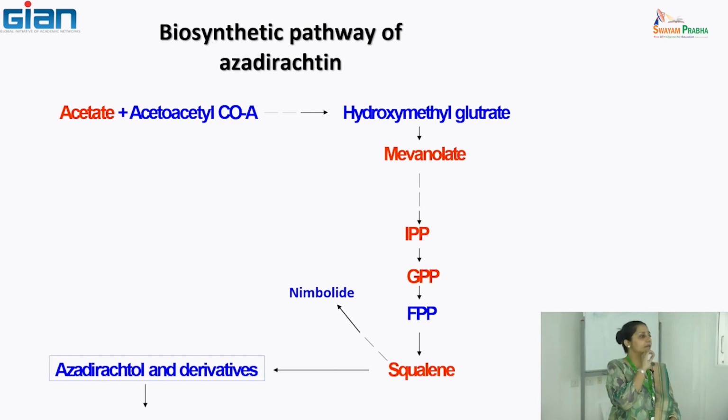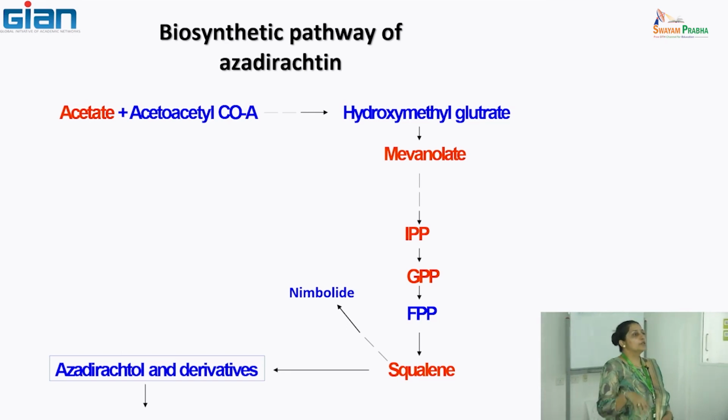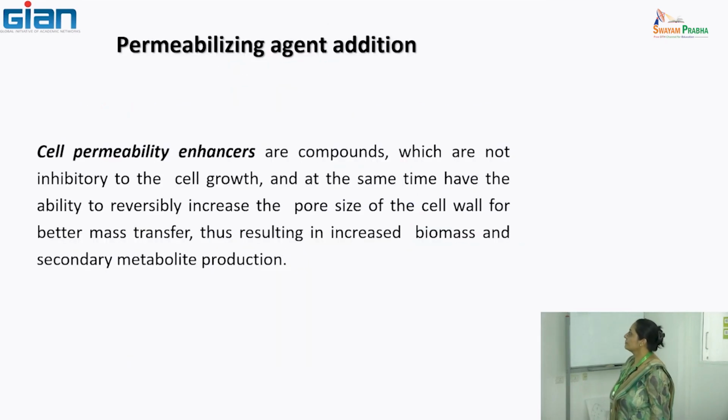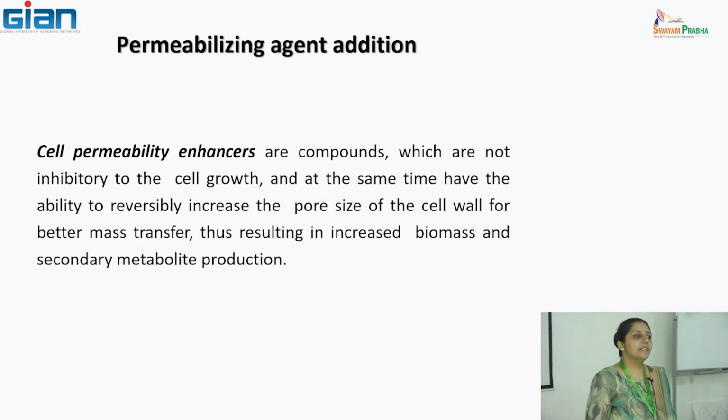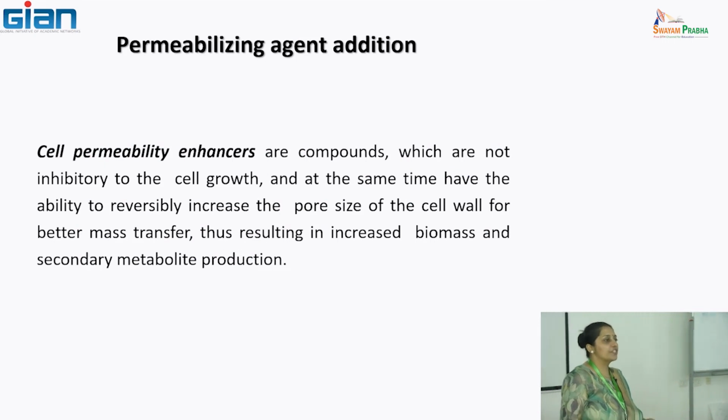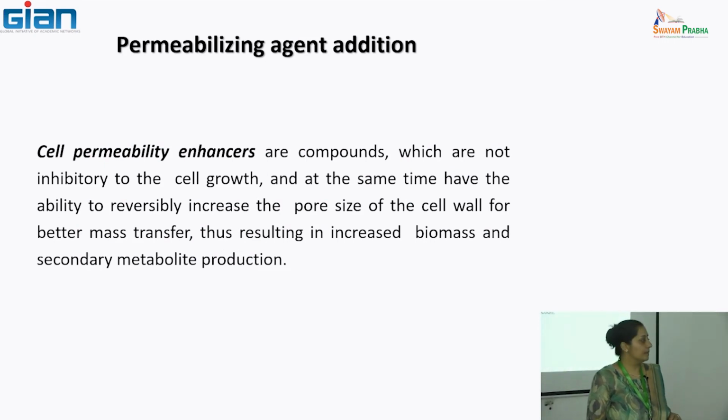So how to identify the right precursors to be used? You try to have the information of the biosynthetic pathway which is available. You pick up the upstream ones or the downstream ones, based on what can be readily taken up by the cell. Then you do a screening of precursors, optimize the best precursor, and then optimize the concentration of that precursor to come to the best strategy. The second strategy I was talking about is cell permeability enhancers. These will be agents which can reversibly permeabilize the cells.